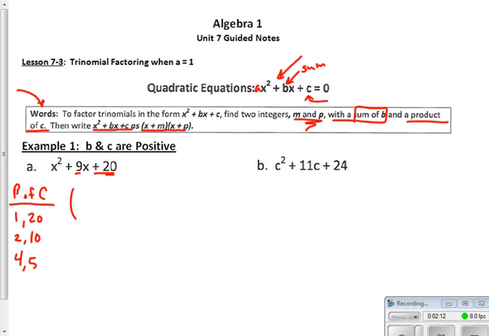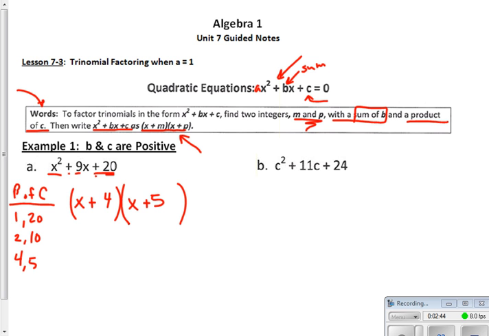Now, what we are doing, as mentioned above, are two binomials. x and x go here, because when you FOIL that, your x times your x would give you your x squared. Now, this is the next biggest step here. You have a positive and a positive, plus plus. We need to get to 9. In order to get to 9, we'd have to use a 4 and a 5.